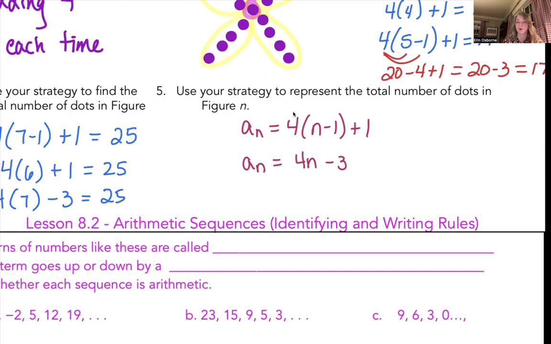I'm going to be using both versions of this rule when we write arithmetic rules today. And I can tell you that in my second period class that I've already been working on this for a couple days, it's about a 50-50 split, whether they prefer the one with parentheses or without.